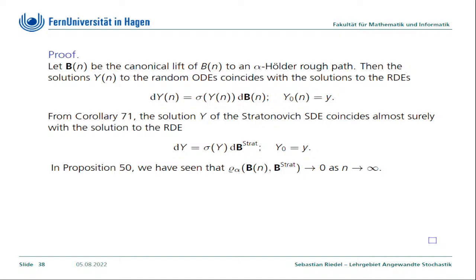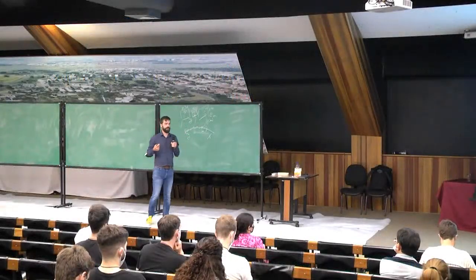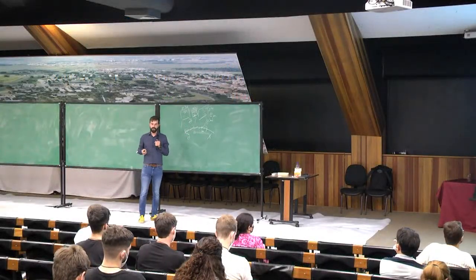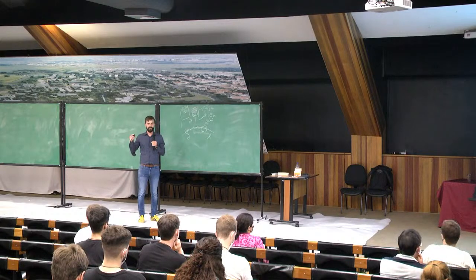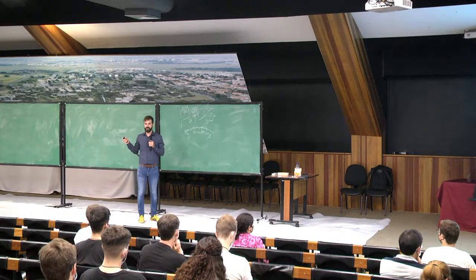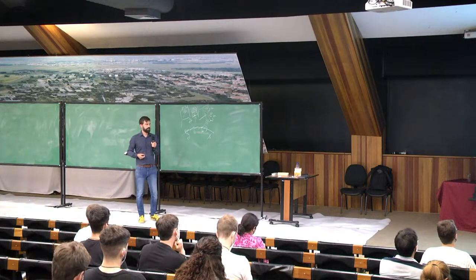And so what do I know? What do I know about Bn here and B Stratonovich? Well, I know, and this we proved in proposition 50, it was in a proof, that in the Hölder rough path metric, the Bn converges to B Stratonovich. The proposition 50 was where we proved that the Stratonovich lift of the Brownian motion actually lived in the space of geometric rough paths. There we proved exactly that.